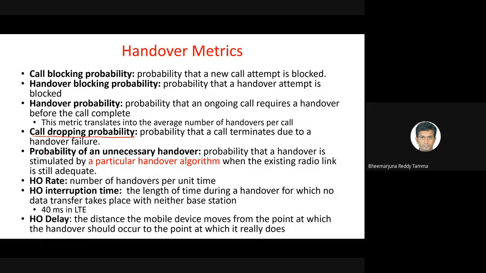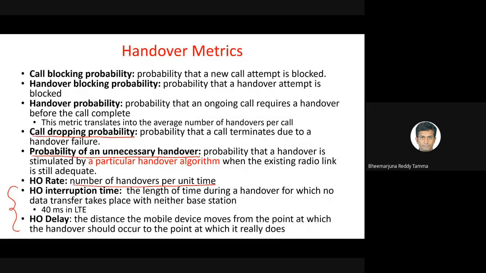Probability of unnecessary handover is also important. This is important in the sense that you don't want to waste network resources by spending a lot of them on sending signaling messages. Handover rate is how many handovers are happening per unit time in the network. So the last two are very important. So let's look at what these are.